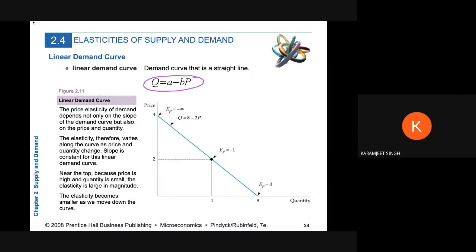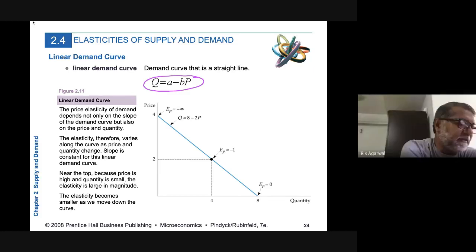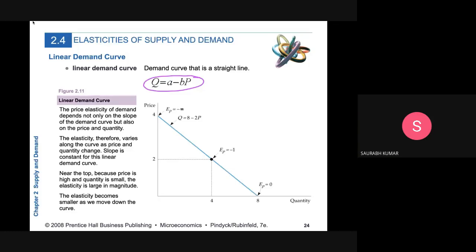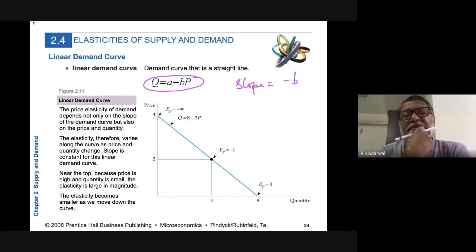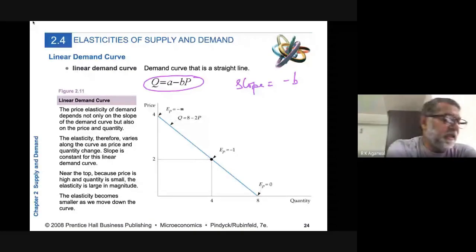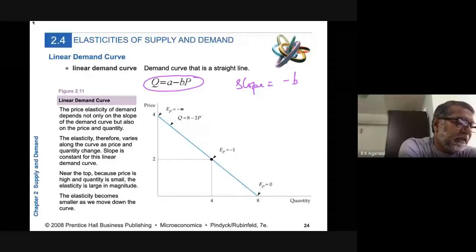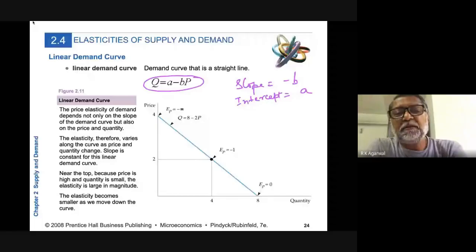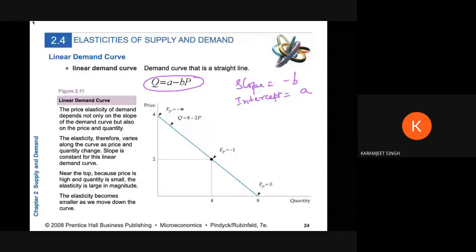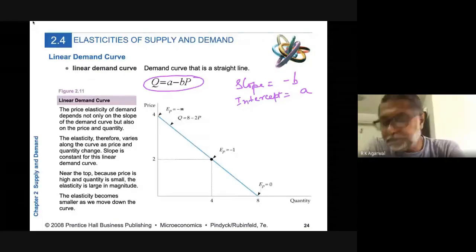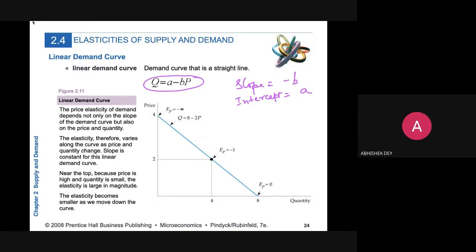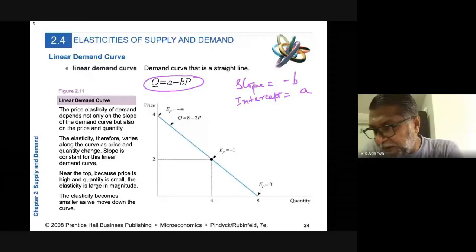So B, small b, is the slope of this line. A is the intercept, not the slope. What does A mean? What is the Y-intercept? And what does the Y-intercept mean in terms of this curve?